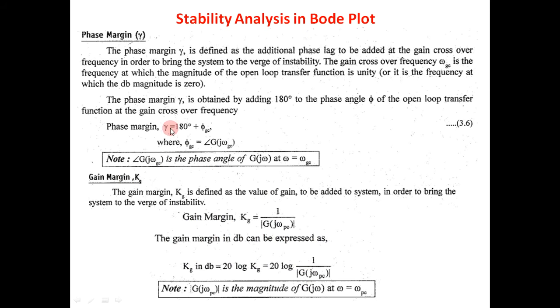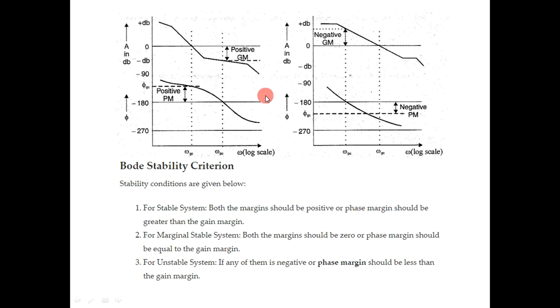So let us discuss these definitions after sketching the magnitude and phase plot. Okay, next. So what is gain margin and what is phase margin? If this one is the magnitude plot and this one is the phase plot, this point is nothing but omega gc, that is the gain crossover frequency, and this point is nothing but omega pc, the phase crossover frequency.